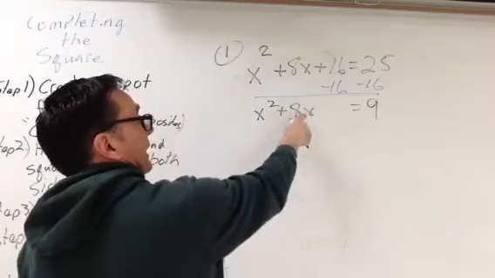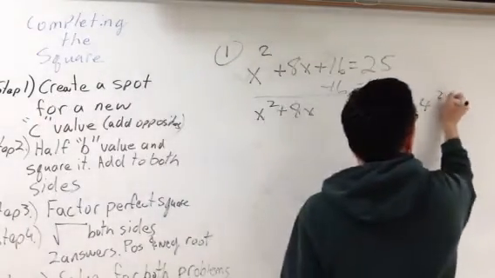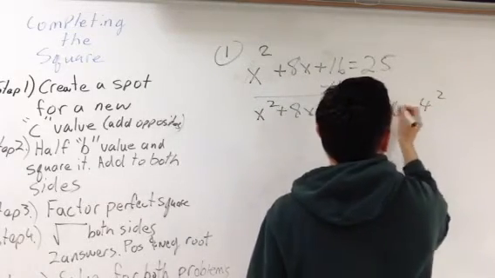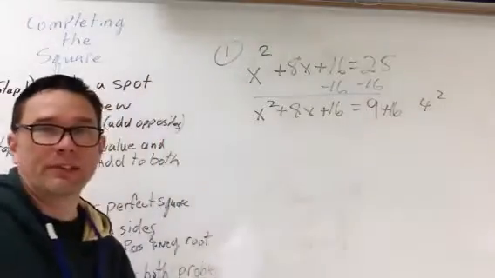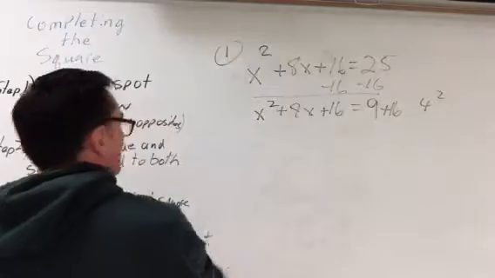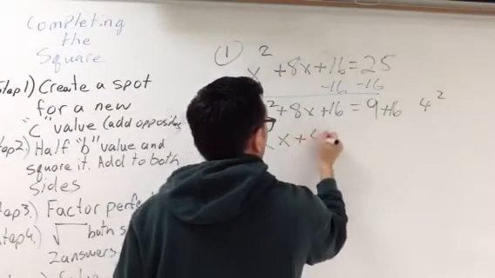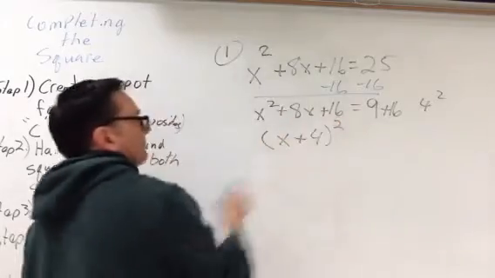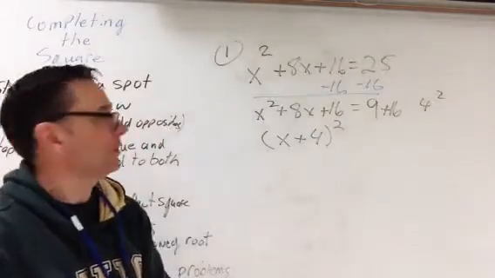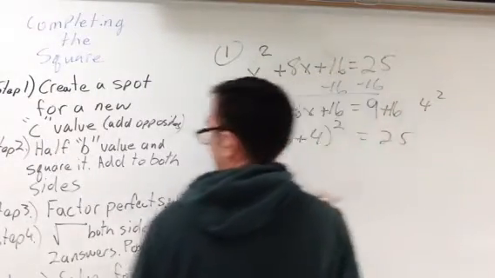This is where we do that thing. Half of 8 is 4. And then 4 squared is 16. We add it to both sides. And if you add it to one side, you need to add it to the other side. So that was step 2. Step 3, factor this. The only way we can factor it, the perfect square, is x plus this square root or x minus that square root. 9 plus 16 is 25.